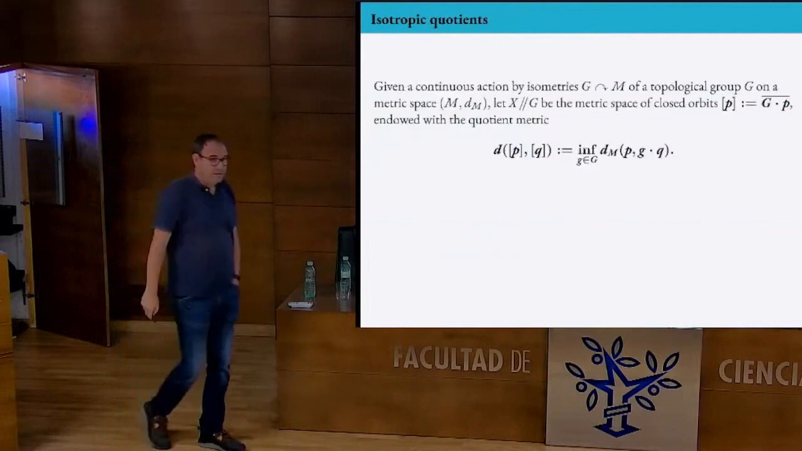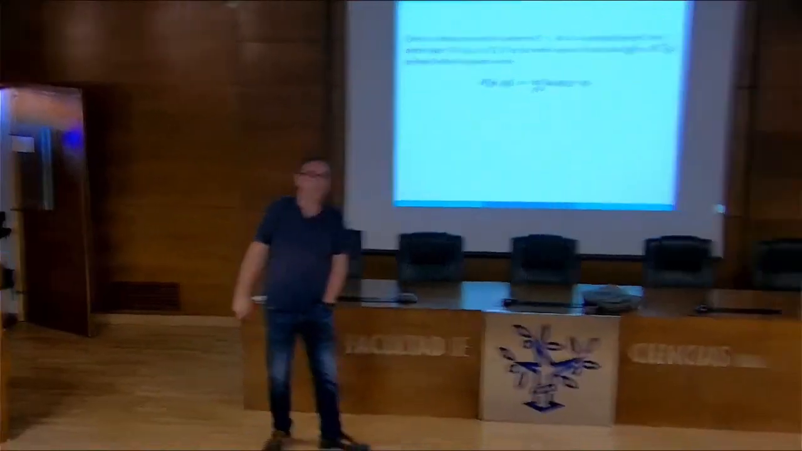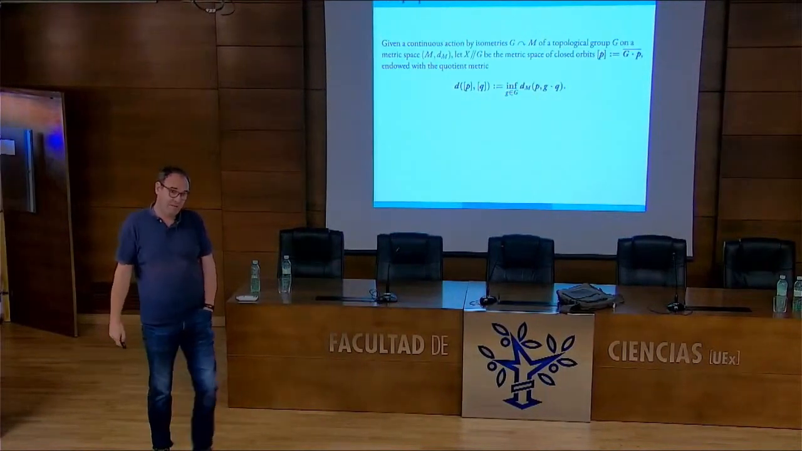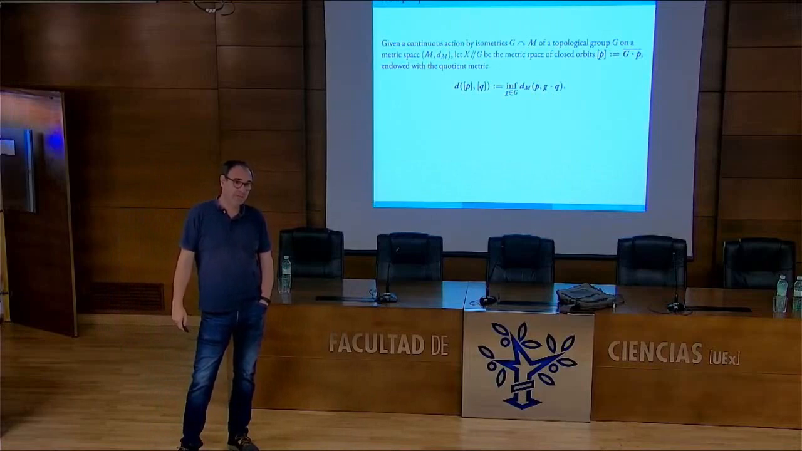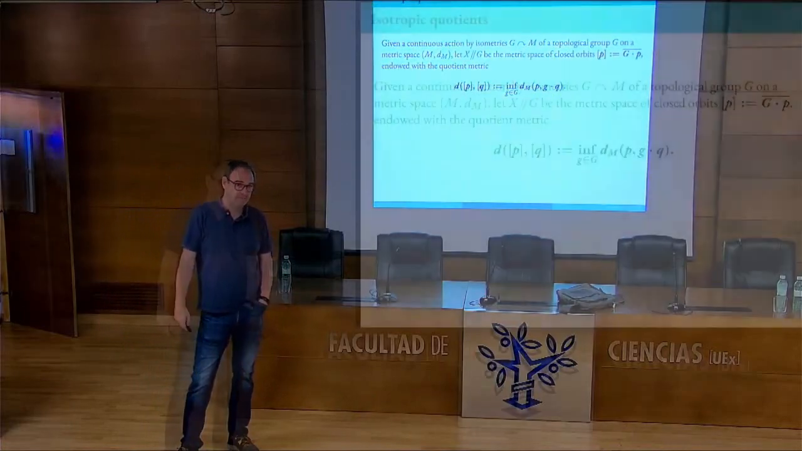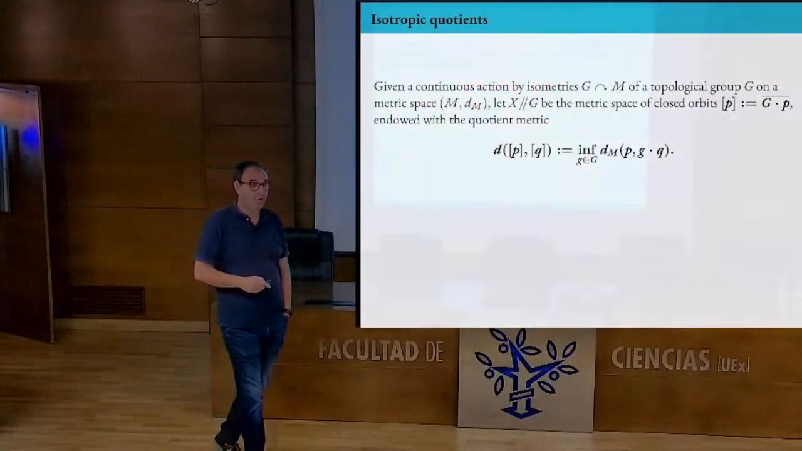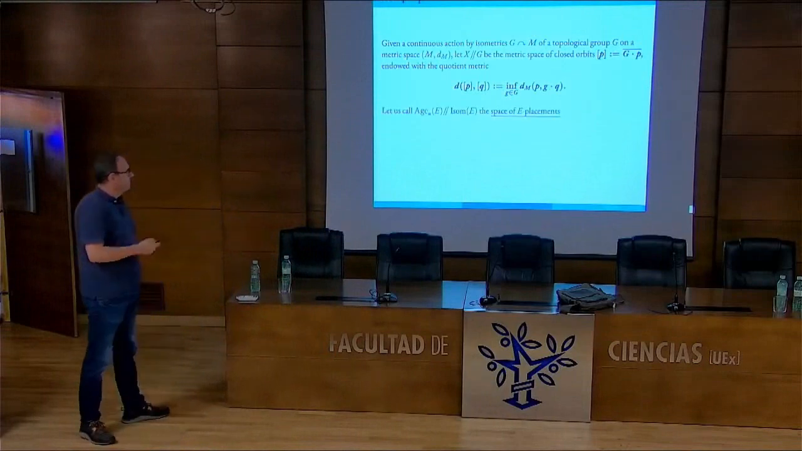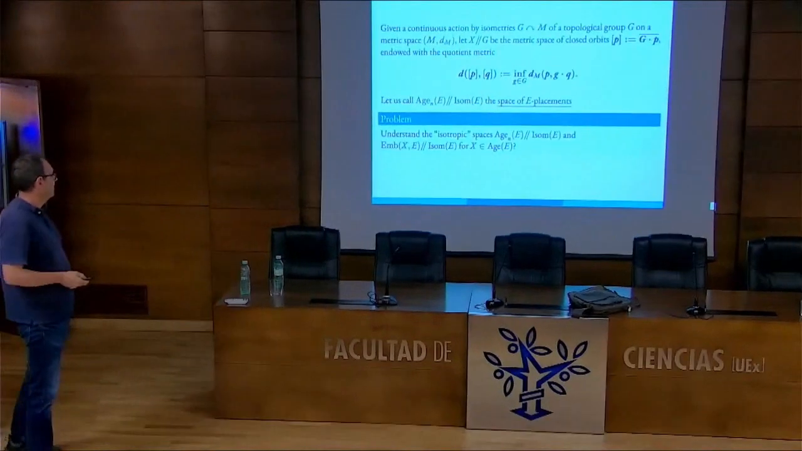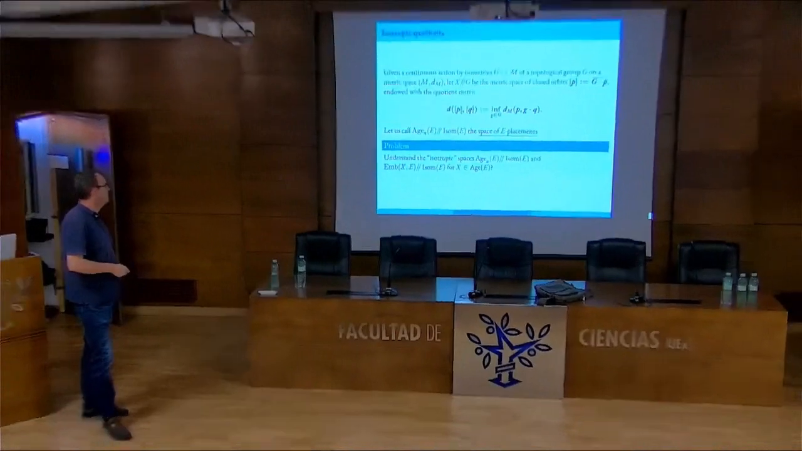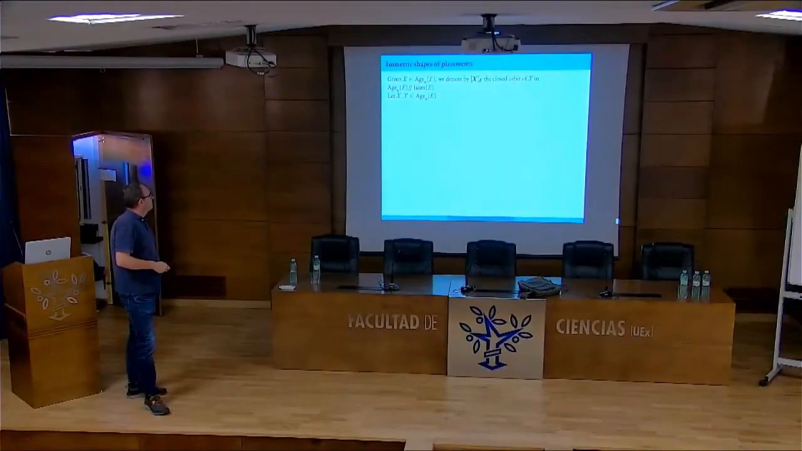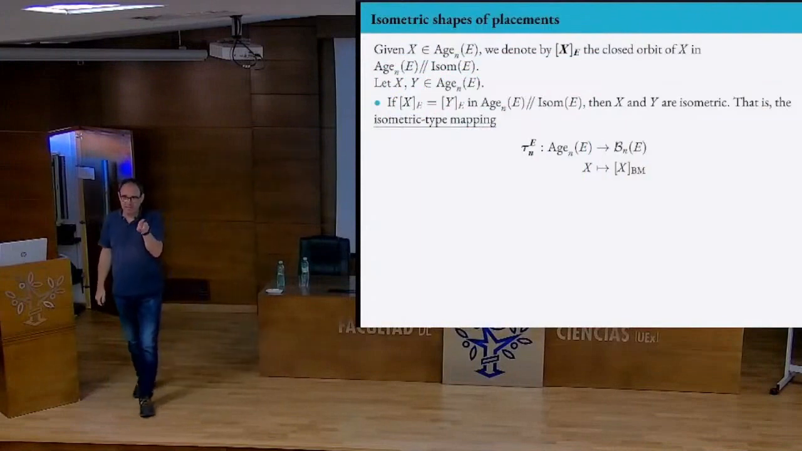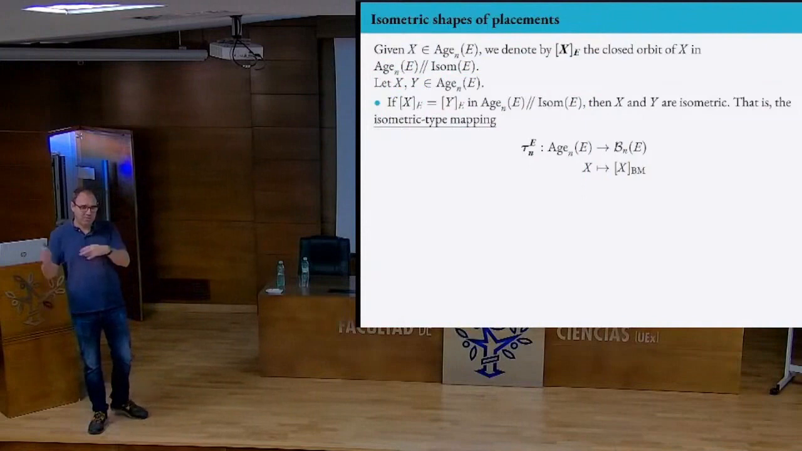Okay, some comments about the quotient. The quotient is closed, yes? So two points, P and Q, are related if for every epsilon, I can move P epsilon-close to Q. So these are closed orbits. Okay? So the problem, again, is the same. Now let's start trying to understand this in a more precise way, comparing the isometric types versus the placements.